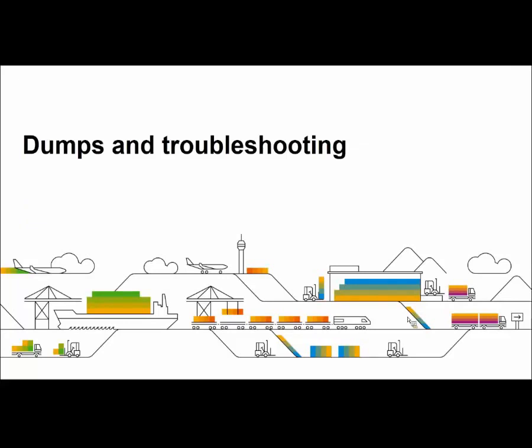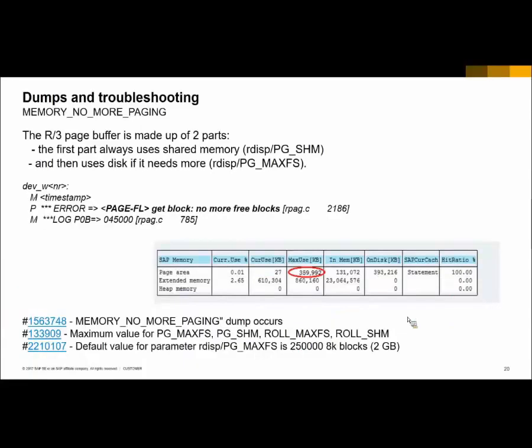So let's check which are the most common dumps that we can get, and we will learn how to solve them in each case. First dump I would like to show you is MEMORY_NO_MORE_PAGING. As we have seen, page area is first allocated in shared memory, and afterwards it is allocated on disk. The short dump MEMORY_NO_MORE_PAGING means that the page file is set up too small.